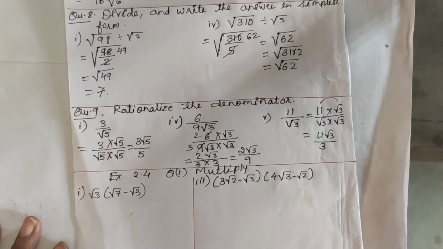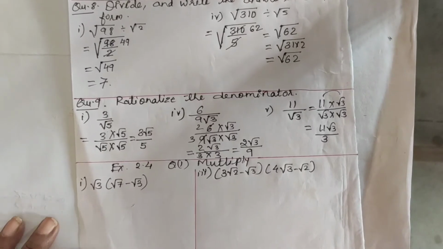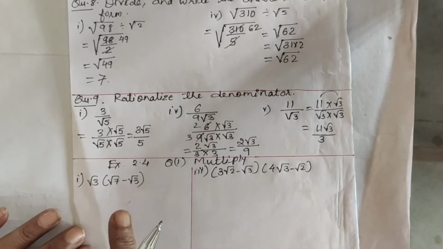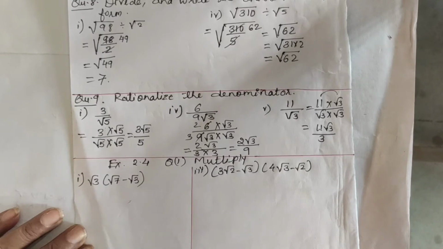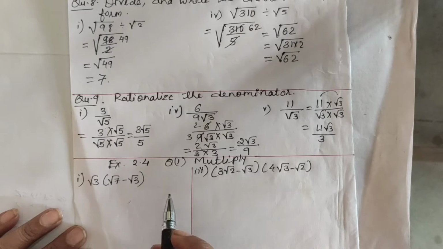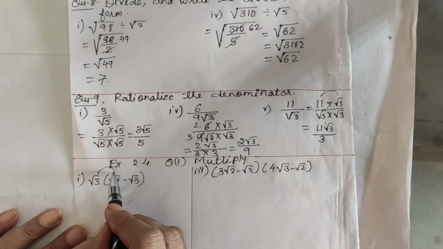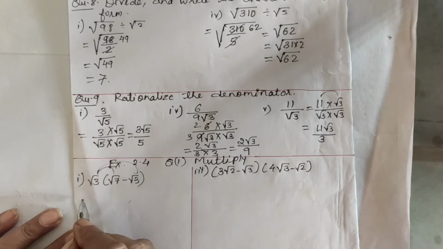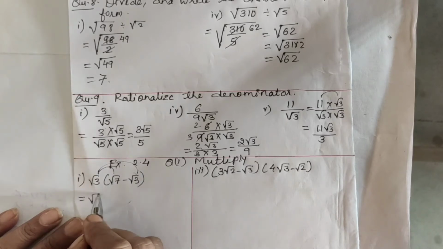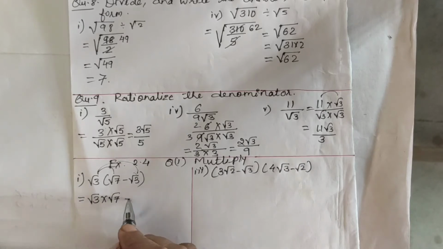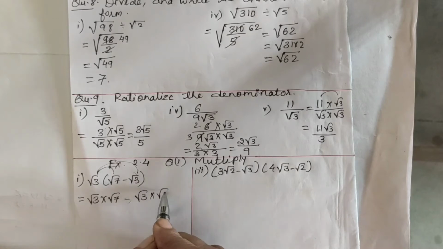Very easy. As soon as you see the question, you must understand which property we are going to use. As we multiply simple numbers of this type, in the same way you have to multiply here also. That means you have to use the distributive property. First you will multiply root 3 with root 7 and then root 3 with root 3. So use the distributive property to find the product of these two: root 3 into root 7 minus root 3 into root 3.